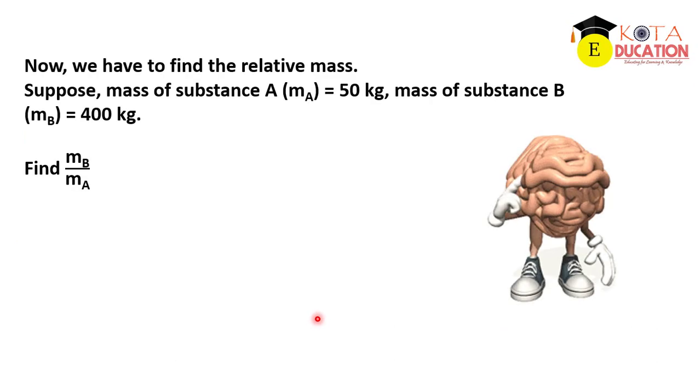Right? So switching over, now this is an easy question. So try by your own. Now we have to find the relative mass. Suppose the mass of a substance A, Ma, is 50 kg, and the mass of substance B is 400 kg. Now we have to find Mb by Ma, that is, the mass of B relative to the mass of A. How much will it be?